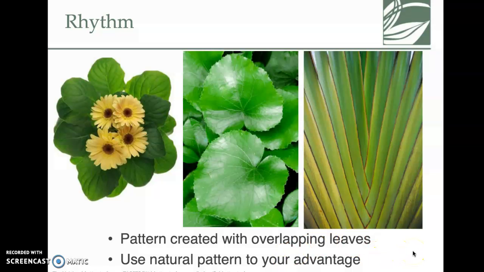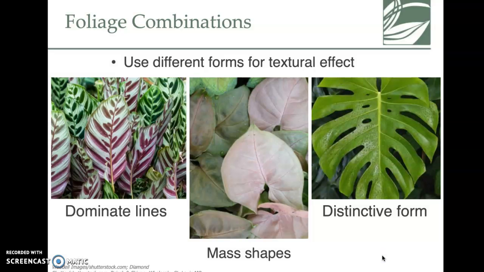Some other options for rhythm, they have pattern created with overlapping leaves, and use natural pattern to your advantage. So if a plant were to grow in this shape, use that to your advantage to create rhythm in your arrangement. Use it for a backdrop, something to help draw your eye in. Maybe you put a big flower here, and all of these lines above are going to help draw your eye to that focal point. Some combinations have dominant lines, some are a mass shape, so it's a bigger leaf, and distinctive forms. You can see this leaf has a very distinct shape.